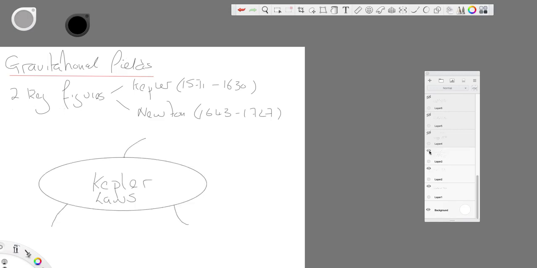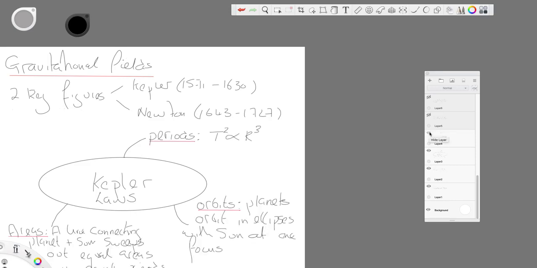And what did they contribute? Well, Kepler had three laws. He had the law of orbits, the law of areas, and the law of periods. And this one is the most important, and the derivation of this we're going to do in a little bit. So that's important, you need to know that. The law of periods says that the square of the period of rotation of a planet around the Sun is proportional to the cube of the radius of that rotation.